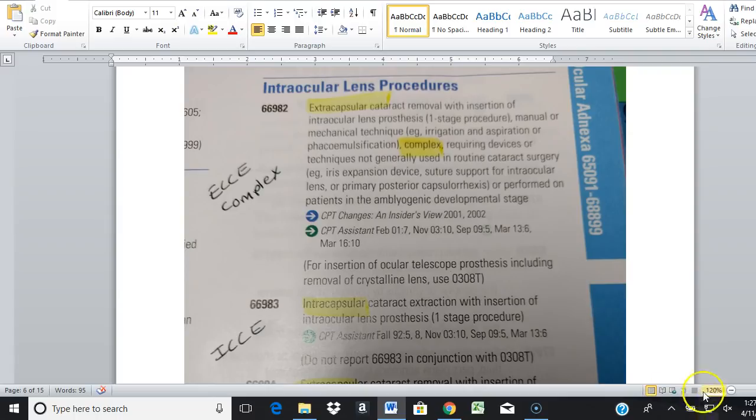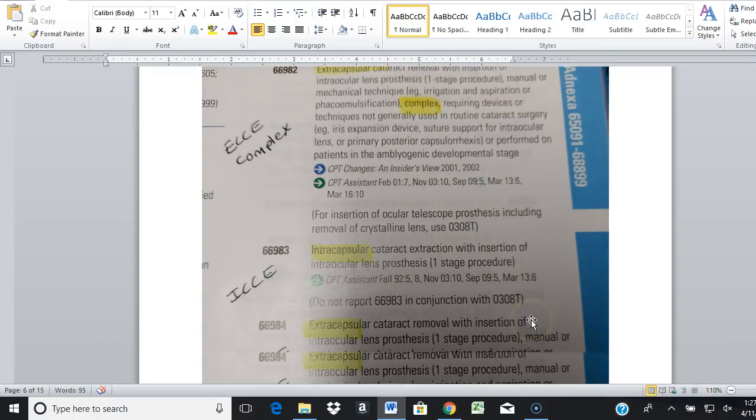So we have 66982, 66983, 66984. So 66982, you'll notice I specifically highlighted extracapsular cataract and then complex and wrote ECCE complex. Because even though it says extracapsular cataract removal, this is best known as extracapsular cataract extraction. That's where ECCE comes in. Extracapsular cataract extraction. Now, the difference between 66982 and 66984 is the complexity.